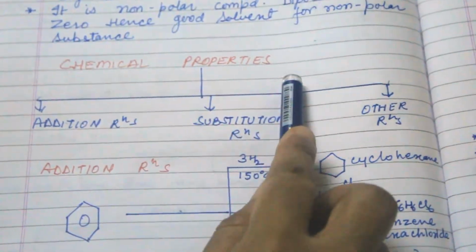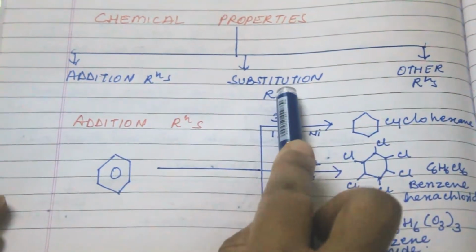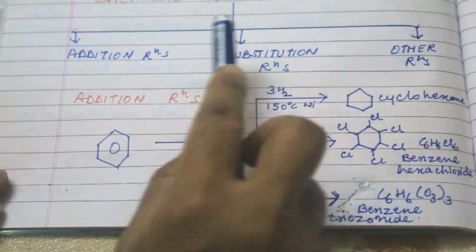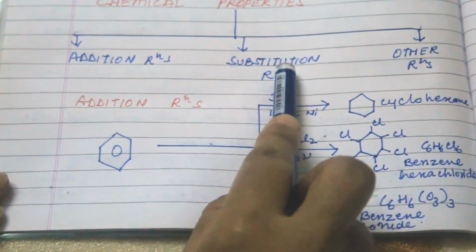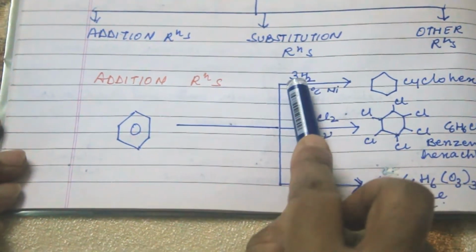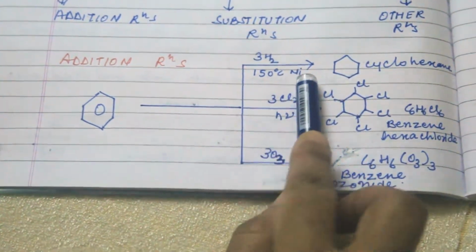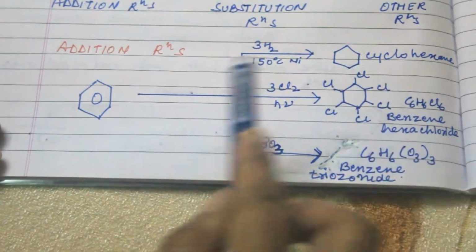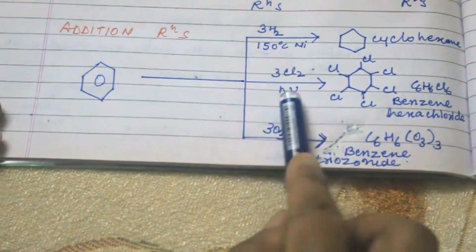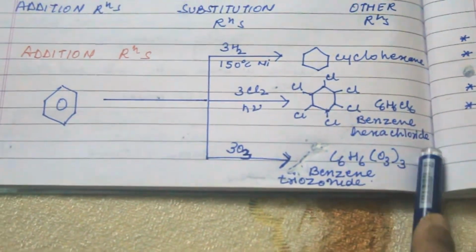Now come to chemical properties. Three types of chemical properties are there: addition reaction, substitution reaction and other reactions. You have to do the other reactions yourself. I am only explaining addition and substitution reactions. First is addition reaction. When benzene reacts with 3H2 at 150 degrees centigrade in the presence of nickel, it forms cyclohexane. When benzene reacts with Cl2 in the presence of sunlight, it forms C6H6Cl6, that is benzene hexachloride.